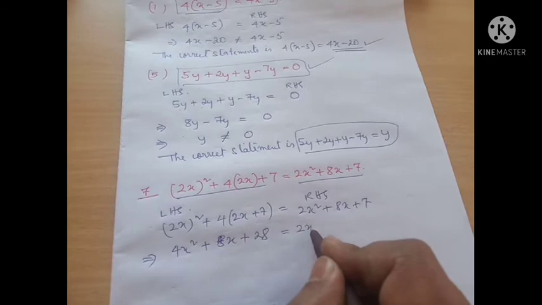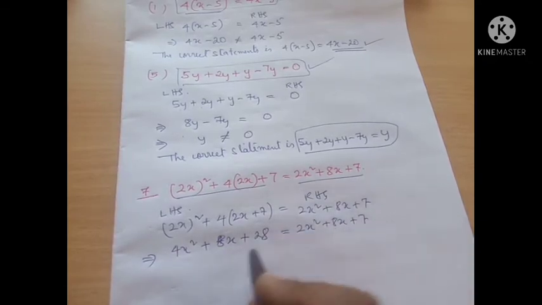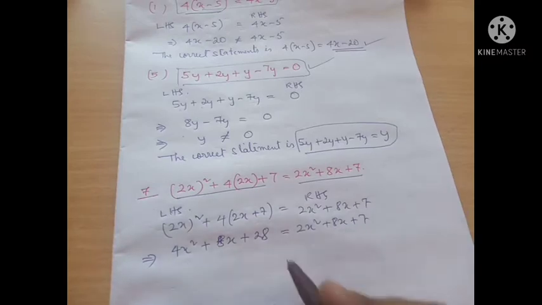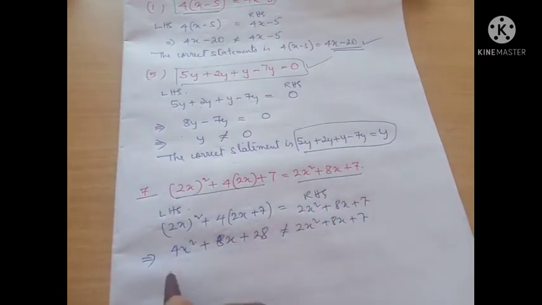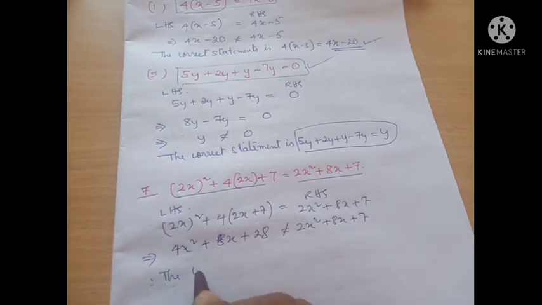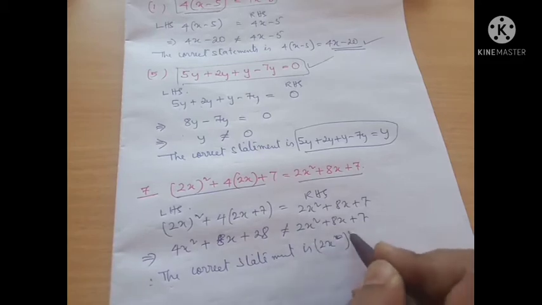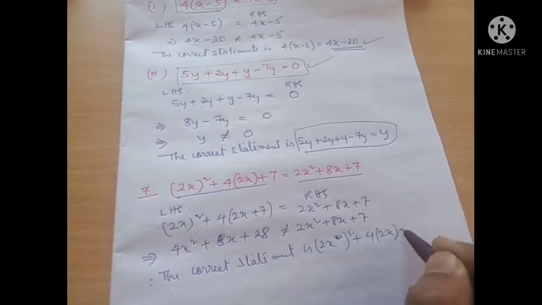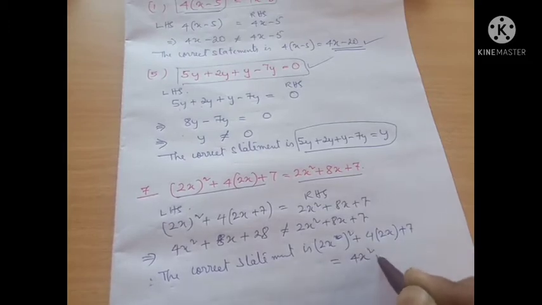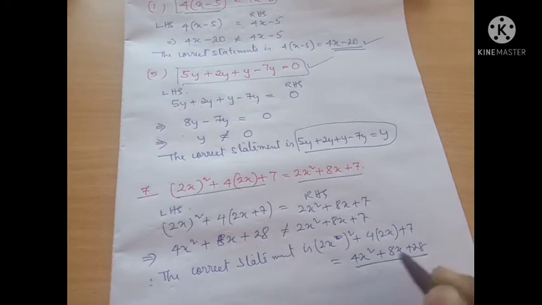So on this side we have 2x square plus 8x plus 7. Is the answer of the left hand side equal to the right hand side? No, this is not equal, because this statement is wrong. So the correct statement of this expression is 2x square plus 4 bracket 2x plus 7 is equal to 4x square plus 8x plus 28. So in this way we can find and correct the error in this mathematical expression.